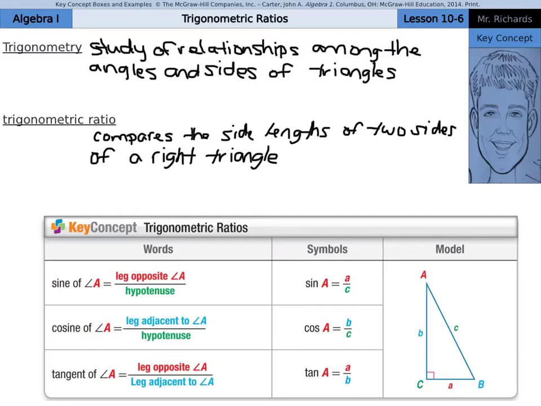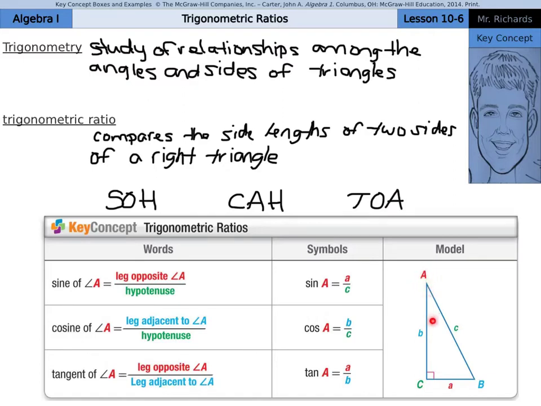There is a way of learning this called SOHCAHTOA, where sine is opposite over hypotenuse, cosine is adjacent over hypotenuse, and tangent is opposite over adjacent.